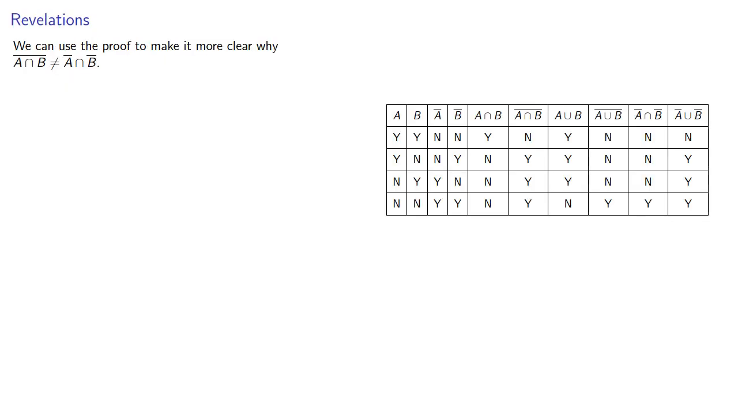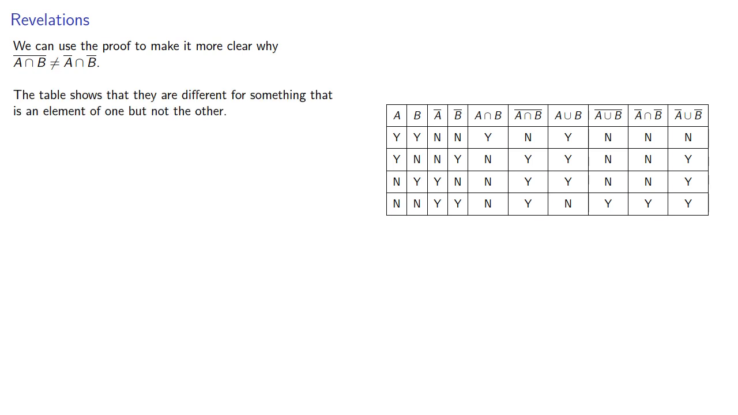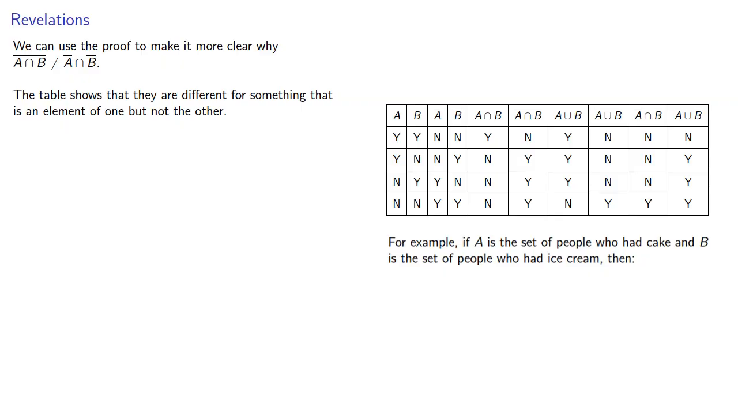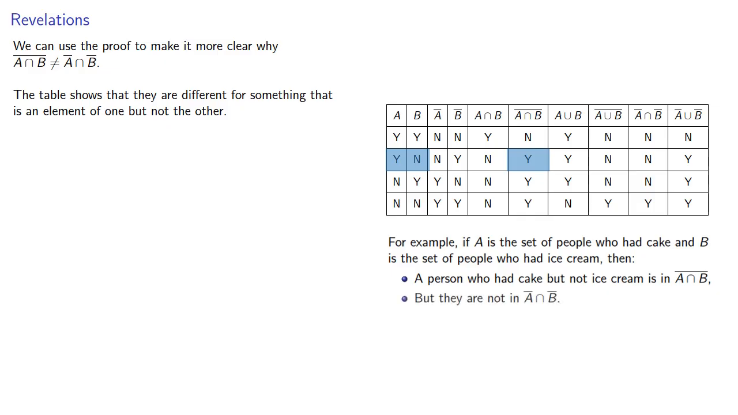Again, we can use the proof to make it more clear why the complement of A intersect B is not the intersection of the complements. So our table shows they're different for something that is an element of one, but not the other. For example, if A is the set of people who had cake and B is the set of people who had ice cream, then a person who had cake but not ice cream is in the complement of A intersect B, but they are not in the intersection of A complement with B complement.